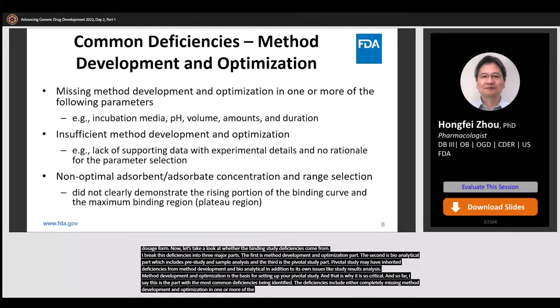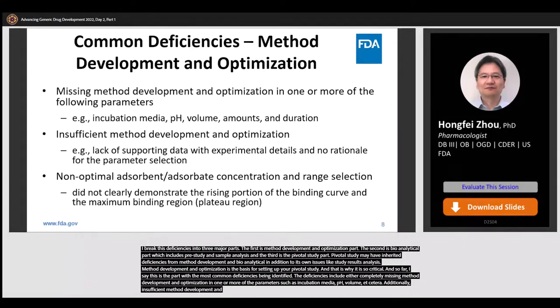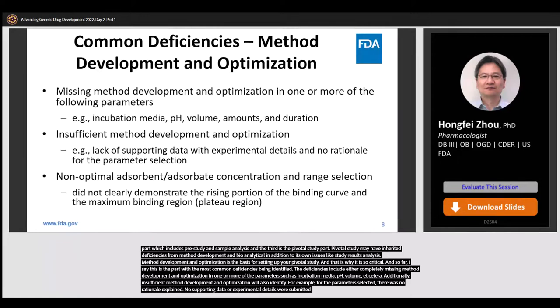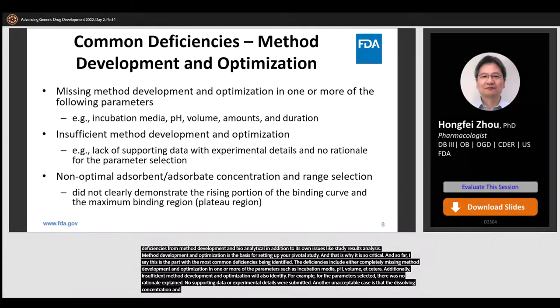Additionally, insufficient method development and optimization were also identified. For example, for the parameters selected, there was no rationale explained, and no supporting data or experimental details were submitted. Another unacceptable case is that the adsorbent concentration and range relative to adsorbent concentration are not optimal, which means that the binding curve may not show a clear rising portion or a plateau region.